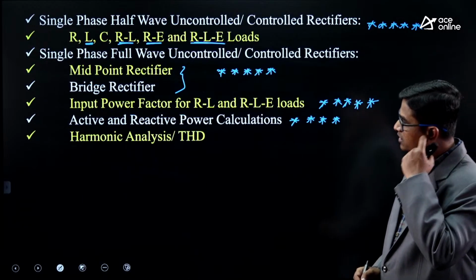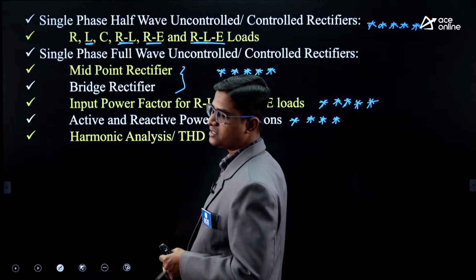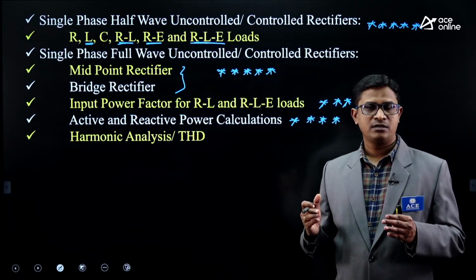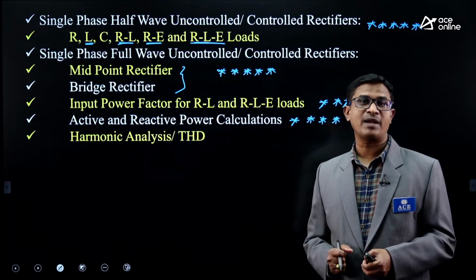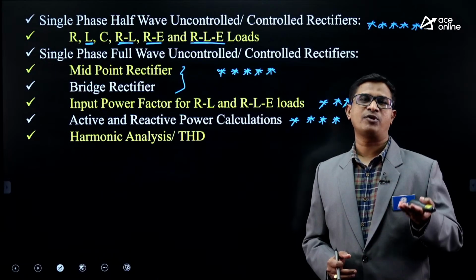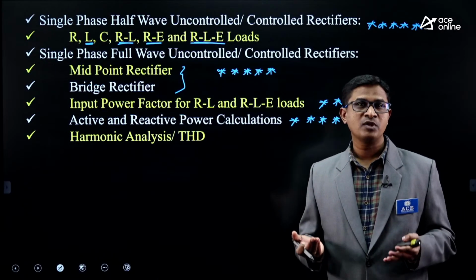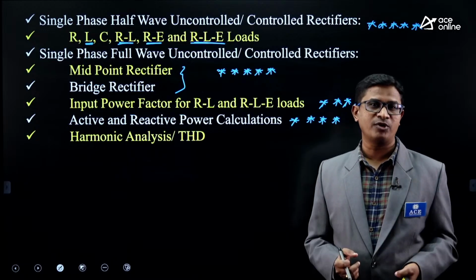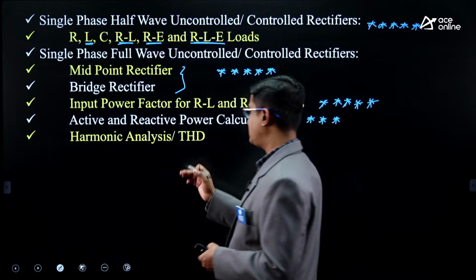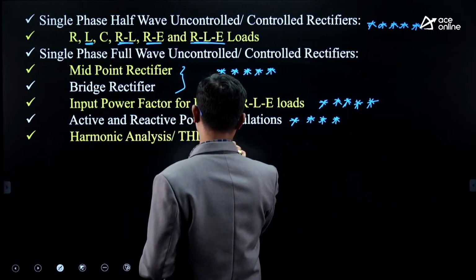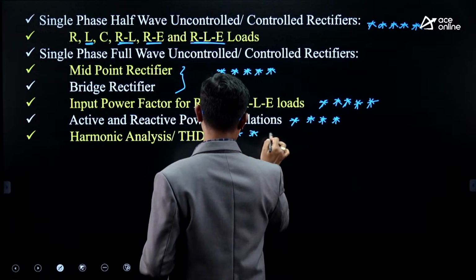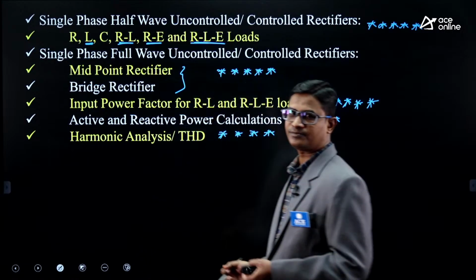Next, total harmonic distortion, harmonic analysis and THD. Harmonic analysis means at the input side, that is the supply current, which harmonics are present, even harmonics, odd harmonics, which is the most dominant harmonic, what is the frequency of the most dominant harmonic. Sometimes they have framed these types of questions. So this is one of the difficult topics, I will say, based on my experience, and I am giving this a 4-star rating.